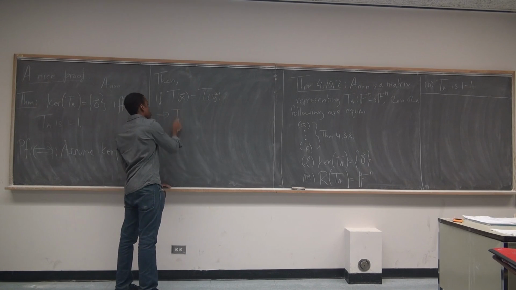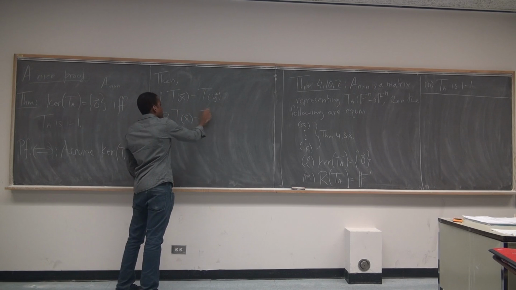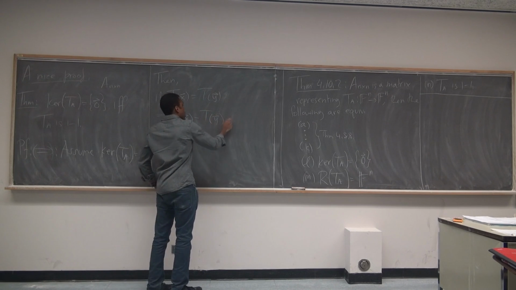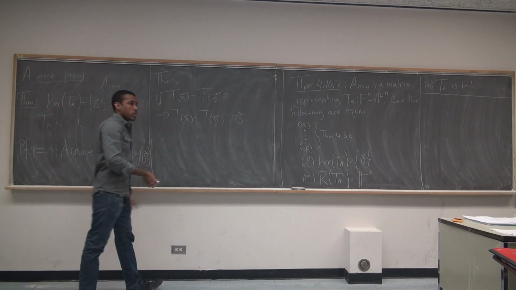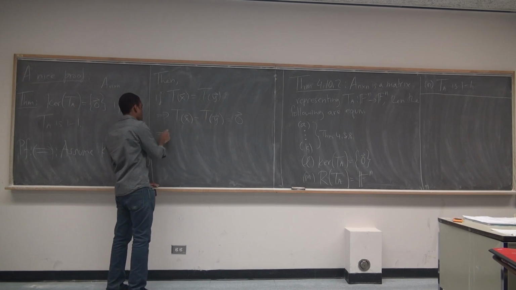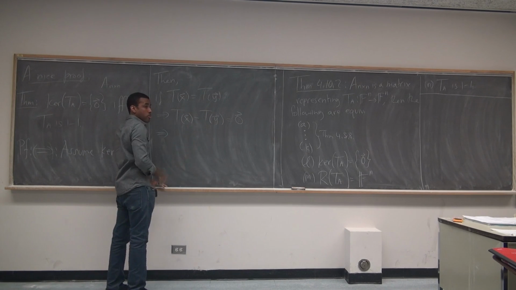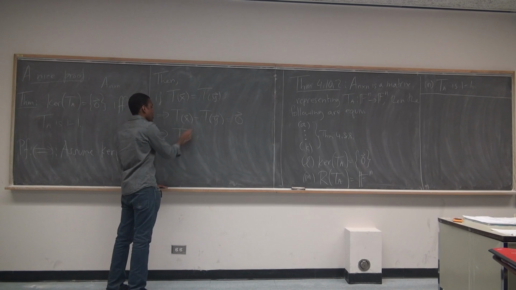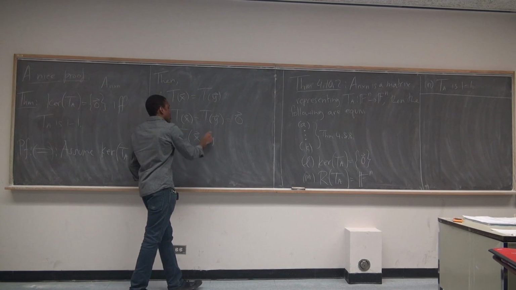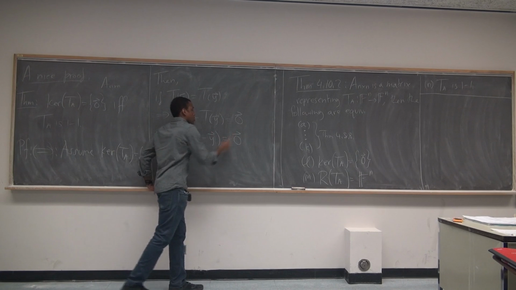Well, a nice trick is the following. Subtract it from both sides. But T is linear, right? So what does that mean? It distributes across sums.